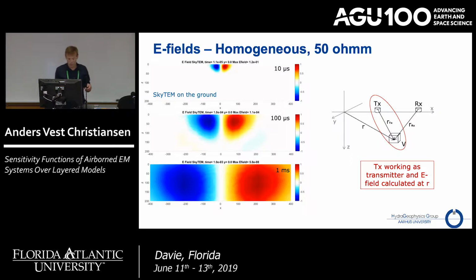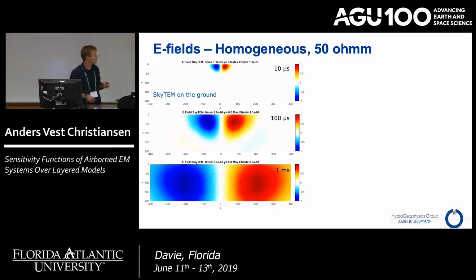So now we take this system and move it up into the air, and then what we'll see is that depth-wise, the extension with depth of this current system is not very different, but what we will see, and this is also what Niels showed in his 2014 paper, is that as we move the transmitter up, the current systems get smeared laterally.